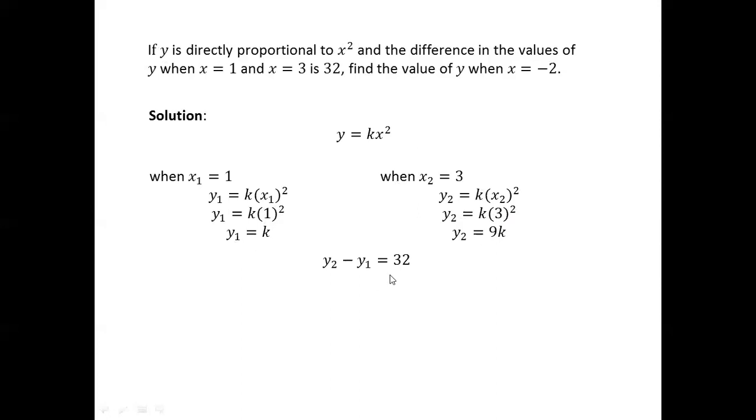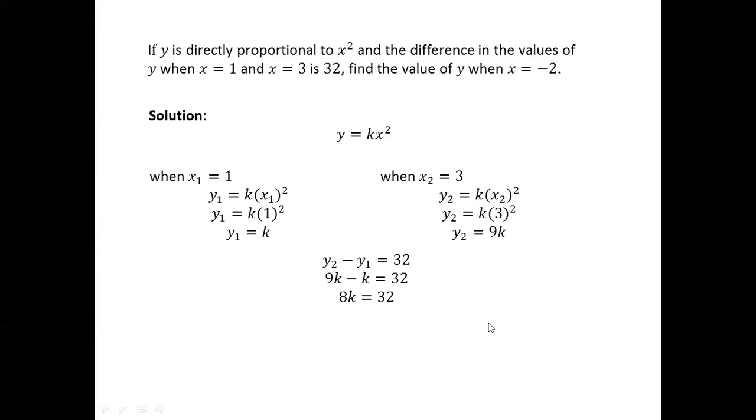Now, we then substitute the expressions for y sub 2 and y sub 1 that we obtained in the two scenarios. Y sub 2 is replaced by 9k. Y sub 1 is replaced by k. Now, it's like k is acting like a variable. 9k minus k will be 8k, giving us 8k is equal to 32.